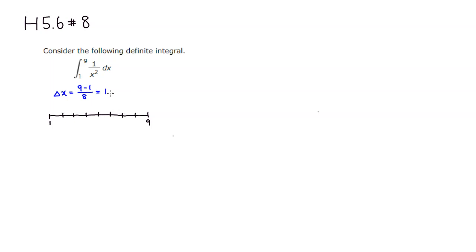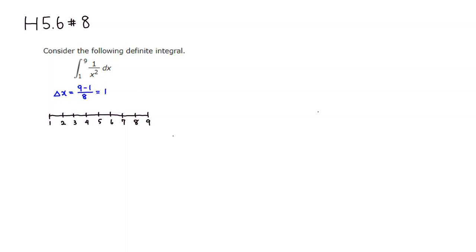Since delta x is 1, you're going to start from 1. The next one is obviously 2, and 3, 4, 5, 6, 7, 8. So it's kind of nice. All right, so let's use the trapezoidal rule to find T8.